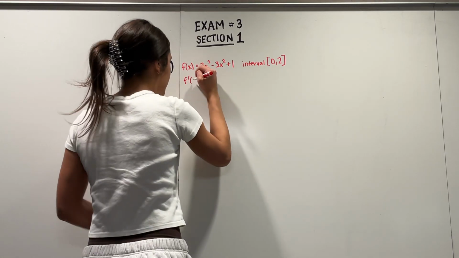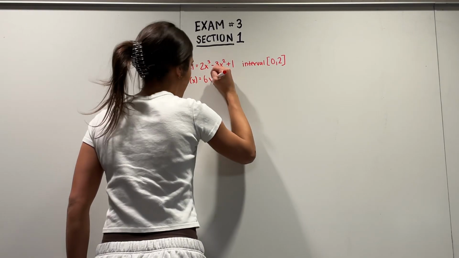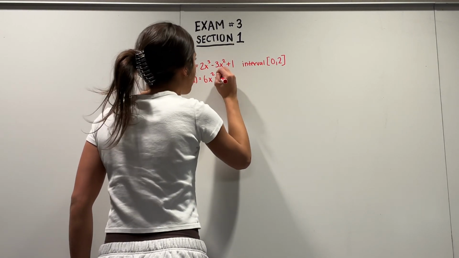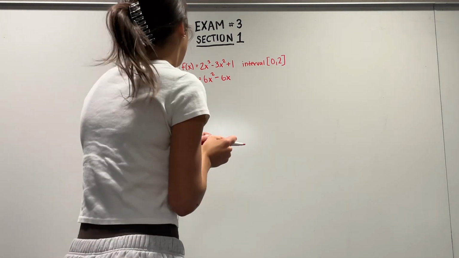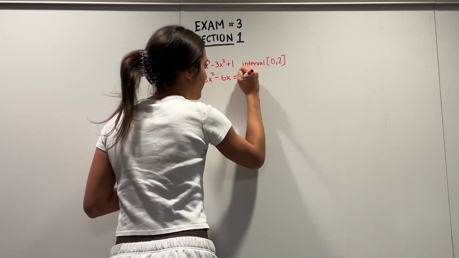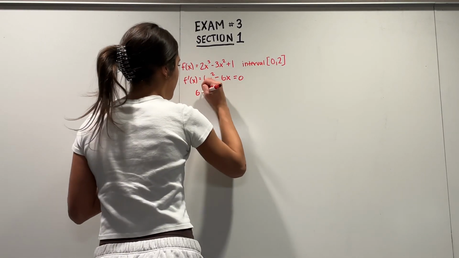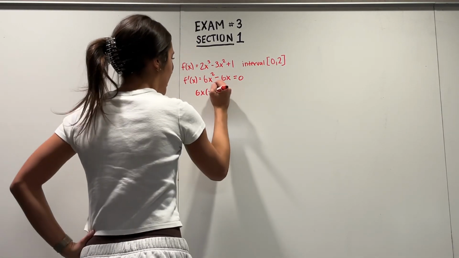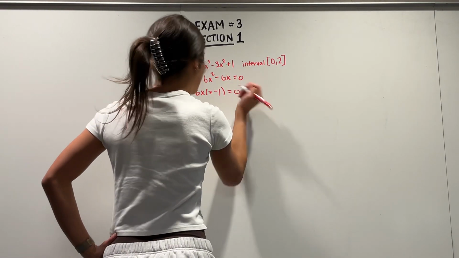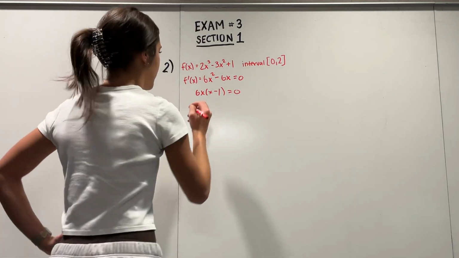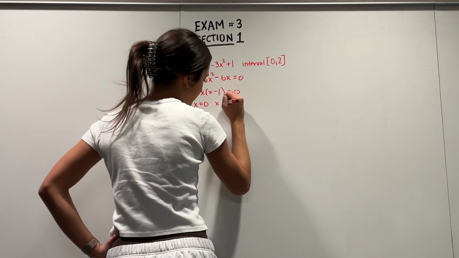So f prime of x is going to be 6x squared minus 6x. And then you're going to set this equal to 0 because we want to find the critical values. You're going to factor out a 6x, and you're going to be left with x minus 1. Then you're going to set that equal to 0. So we already know that there's an x equals 0 and then an x equals positive 1.